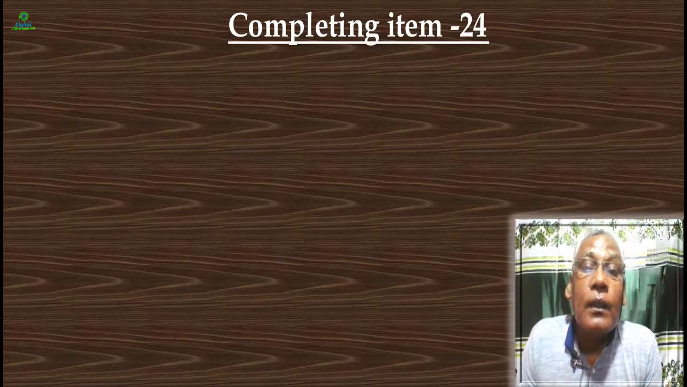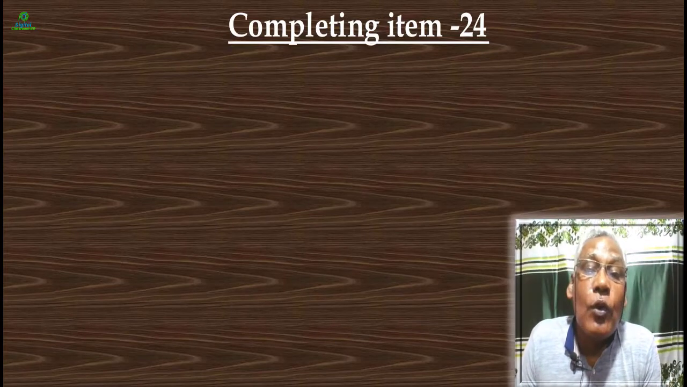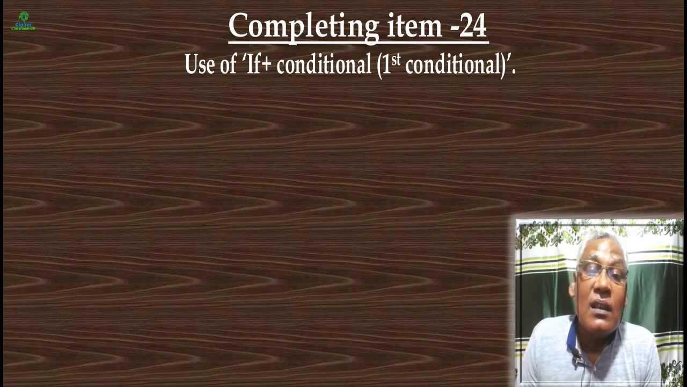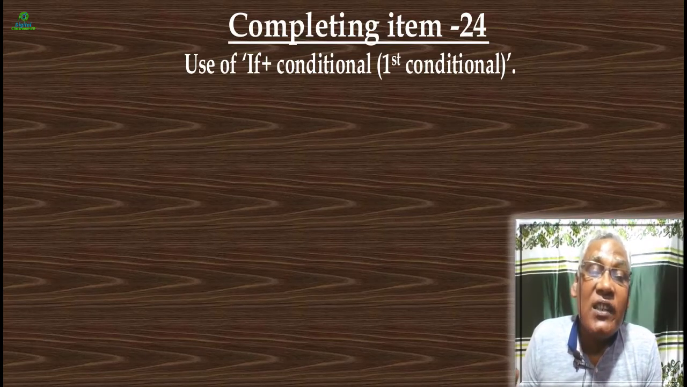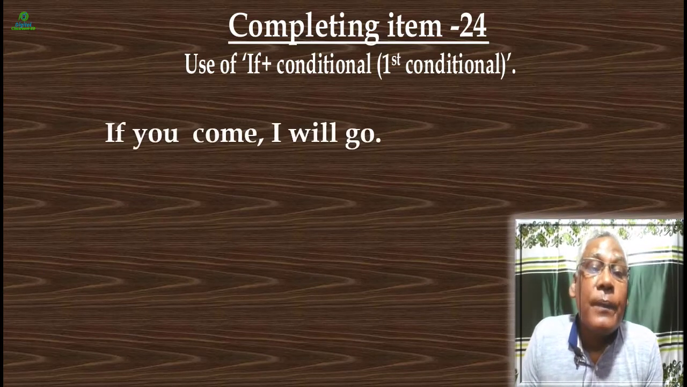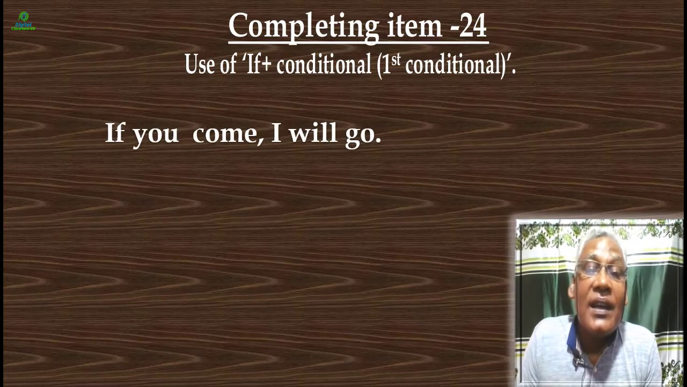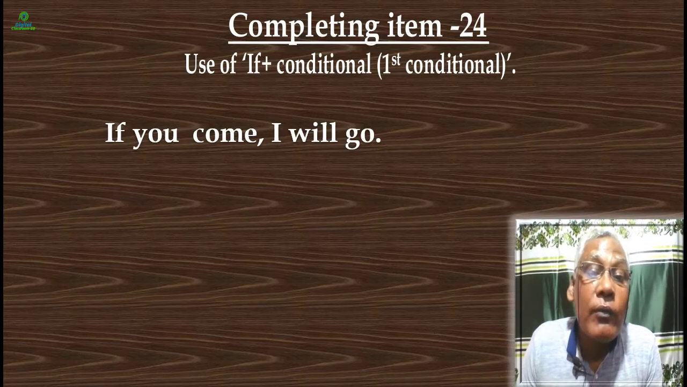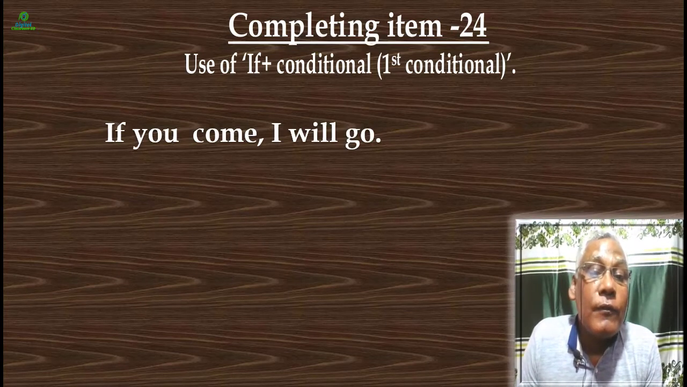Okay. Now completing item 24. Use of if plus conditional, and that is the first conditional. There are 3 or 4 kinds of conditional sentences. It is the first conditional. So if plus conditional. What is that? If you come, I will go. Look at the first clause. If is a subordinating conjunction and it has been used at the very beginning of the sentence, and that is why we have used a comma after the first clause.